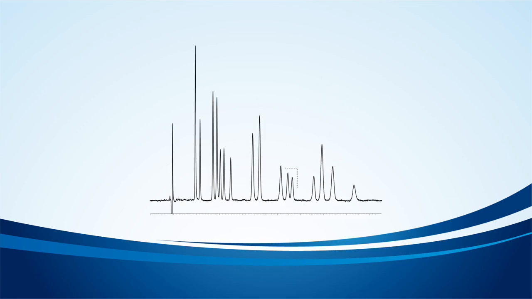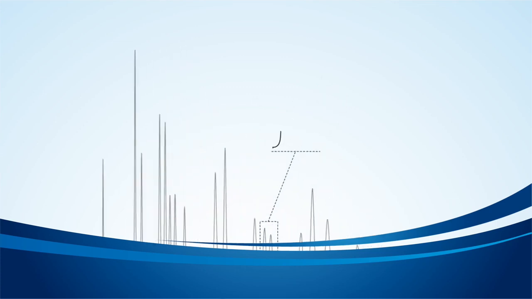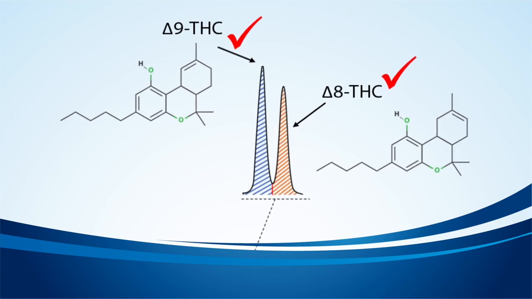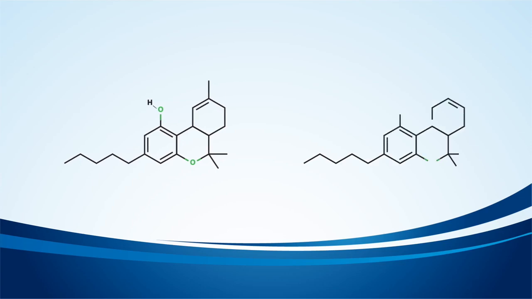While the difference in these two structures is very minor, we're still able to separate these two forms of THC chromatographically, giving cannabis testing labs the ability to confirm the presence and concentration of these two compounds. It's amazing how such a small change in the position of a double bond can make such a large impact on the properties of these two structures. And even more amazing is how we can use the power of chromatography to separate these two isomers.